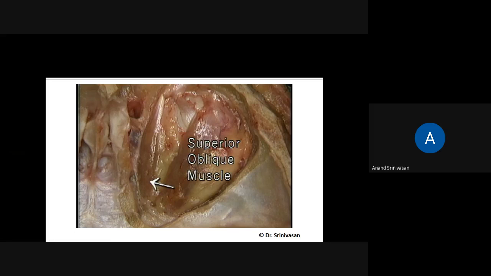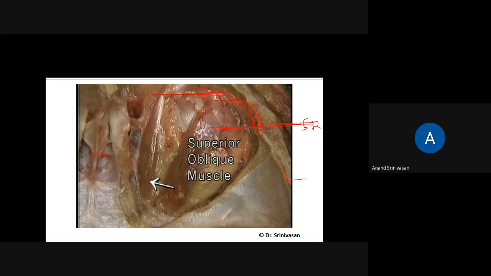The superior oblique muscle. Now this is quite difficult for you to identify, so I will just show you where the structures are. This is the anterior portion, and this is the superior rectus. This is the lateral part and this is the medial part.